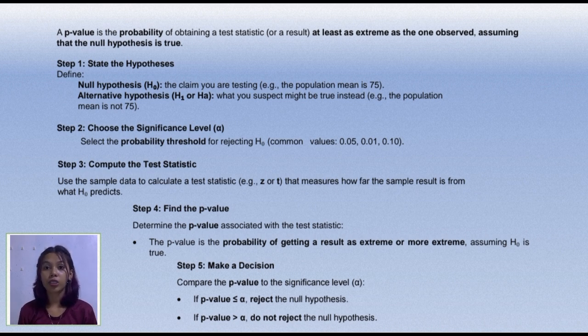So, an example with sample mean exam scores. A school claims that the average exam score of a certain math test is 75. You believe that the average might be different, either higher or lower. So you conduct a hypothesis test. First is state the hypothesis, null and alternative. The null hypothesis is equal: the true mean is 75. The alternative is not equal: the true mean is not 75.